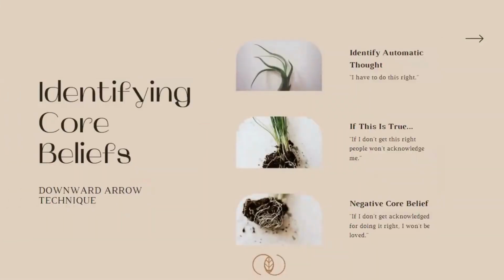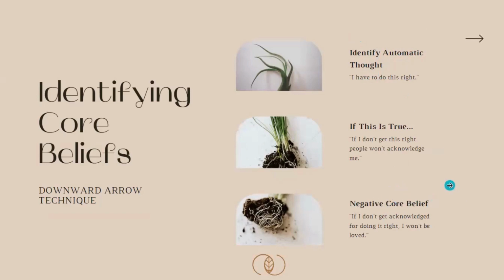Okay, so identifying core beliefs. This is such a good technique that I use with clients when I am helping them to get to the root of their behaviors and helping them to identify their core beliefs. So, this technique is called the downward arrow technique. And the downward arrow technique takes your automatic thoughts and asks the same question over and over again until you get to a negative core belief.